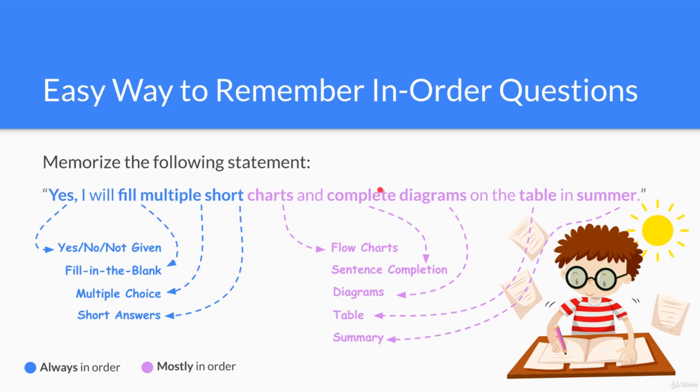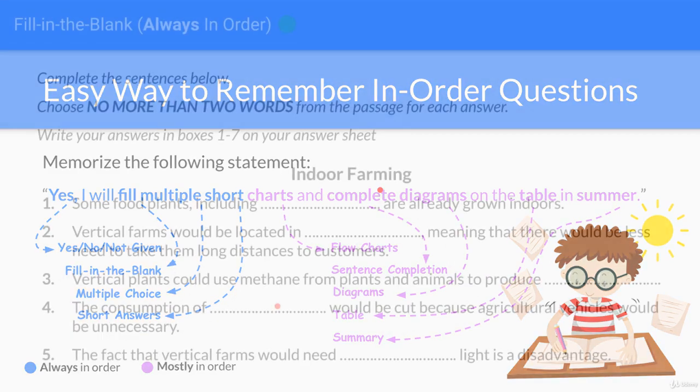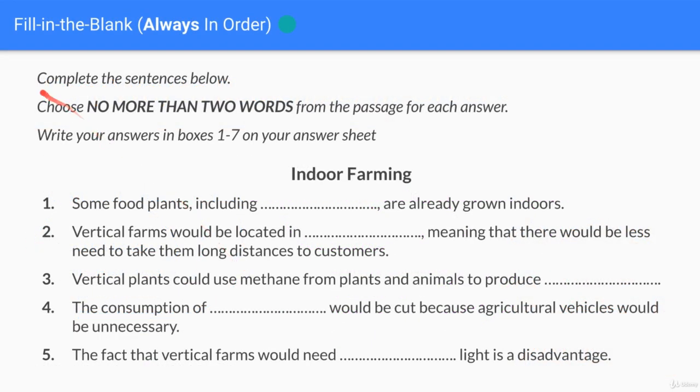so that you know what each one of these questions looks like and how to identify them. So let's begin with our classic fill-in-the-blank question type. Now, we already know that this question type is always in order. You'll also notice that I have a little green dot over here. This is to indicate that this is an easy question type. The easy question types are indicated with this green color.